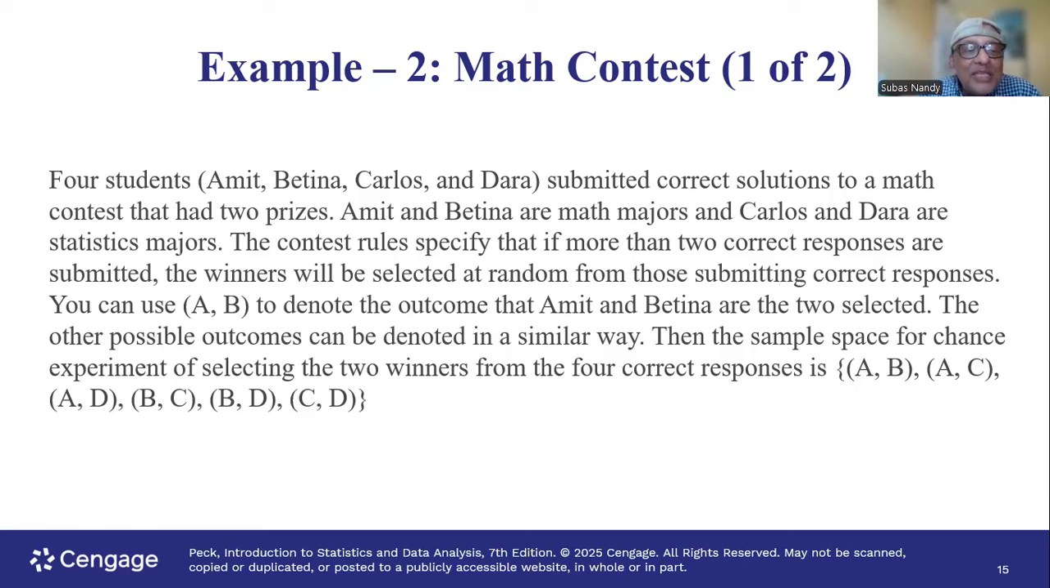Then the sample space for the chance experiment of selecting two winners from the four correct responses is: A and B, A and C, A and D, B and C, B and D, or C and D. Remember, each of these letters indicates the name of one student. So let's count the total number of possibilities: AB is 1, then AC is 2, and so forth. 1, 2, 3, 4, 5, 6. There are 6 possible combinations.